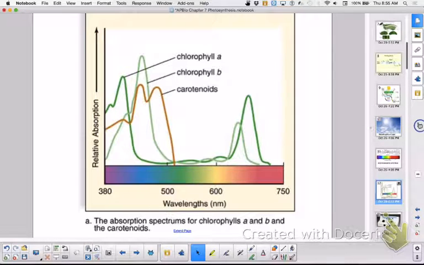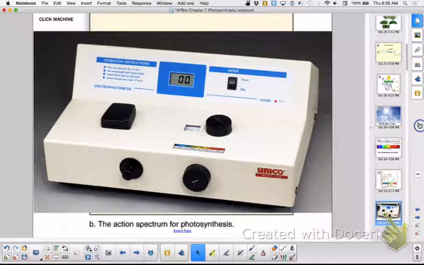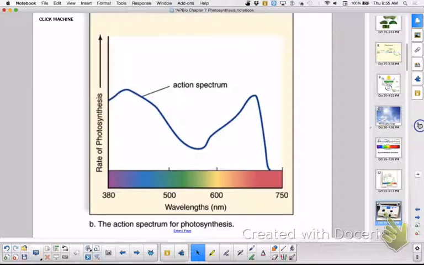If you look here, this is called a spectrophotometer. And it's super cool. You can put vials in there and it can measure how much light is absorbed or transmitted. And what this is called is the action spectrum for photosynthesis, meaning if you want to get action, if you want it to work, what wavelengths of light will it work best at? You could do experiments with photosynthesis.